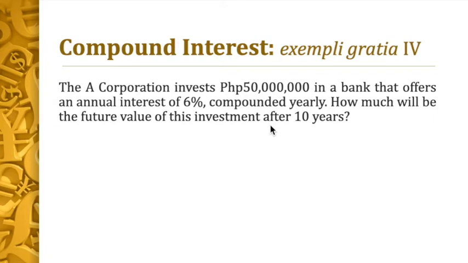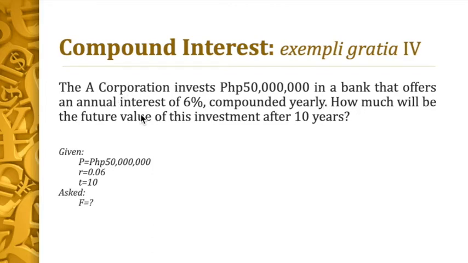Let's write the given first, as always. Let's use the GIVEN-ASKED-SOLUTION method every time there's a word problem. So this 50 million is clearly the P. That's the amount of money that A Corporation invested. We have the 6% compounded yearly, so that's in decimals, that's 0.06, and we have the t as time for 10 years. We are asked how much will be the future value. So clearly it's just f.